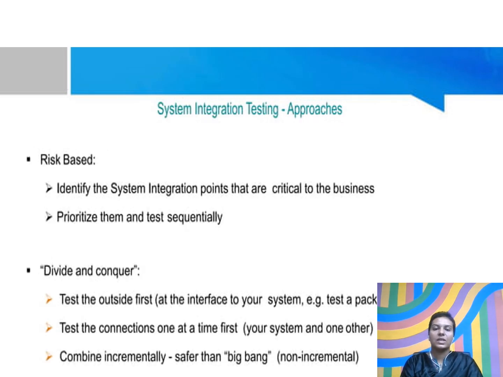System integration testing approaches are risk-based and divide and conquer. In the risk-based approach, the system integration components that are critical to the business are identified, prioritized, and tested sequentially. In the divide and conquer concept, test the outside first, then test the connections one at a time and combine incrementally, which is safer than the Big Bang concept, a non-incremental method.